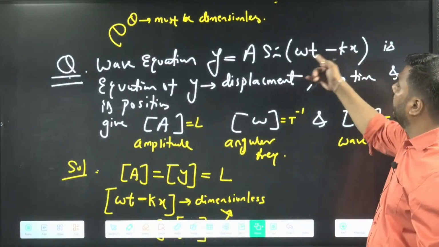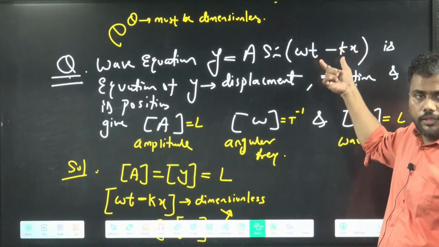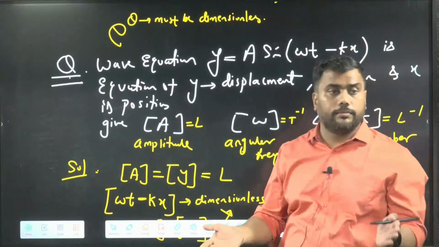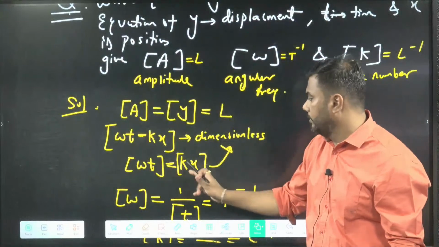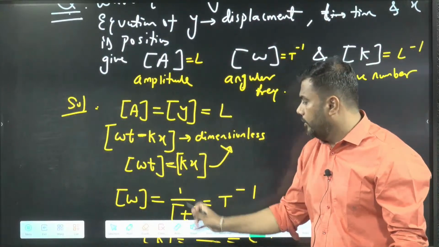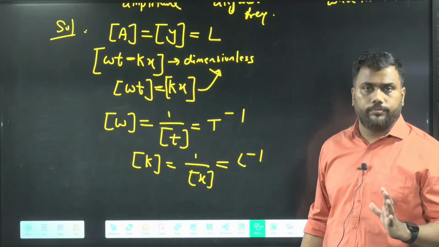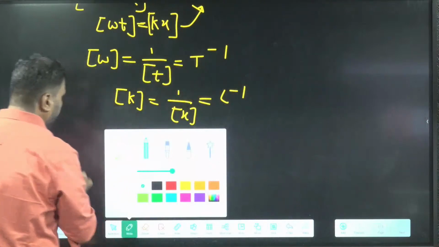Anything written in sine is dimensionless. Omega t minus kx is dimensionless. For that to be, omega t and kx both should be dimensionless. For that, omega and t should have inverse dimensions, and k and x should have inverse dimensions. Clear? Let us solve some more questions.